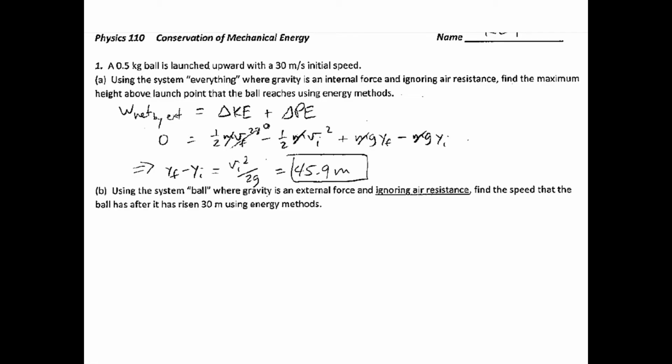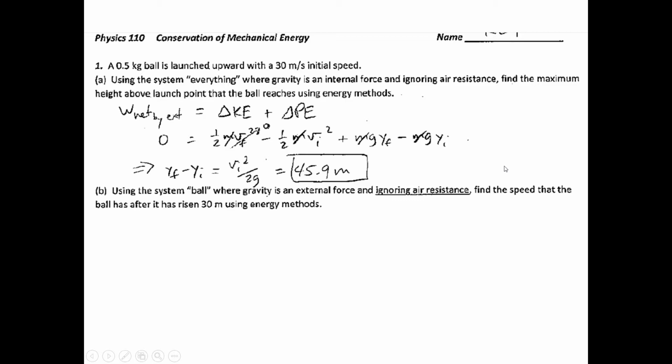All right, part B. Let's change our system now. I'm asking a different question here, but we're not going to take the same system that we did before. Rather, we're going to change our system to be just the ball itself. Gravity, we're now going to regard to be an external force, and the ball is just a particle. And again, we're going to ignore air resistance.